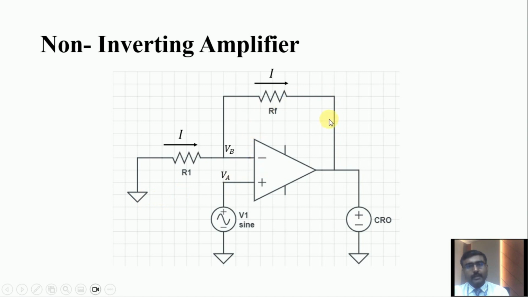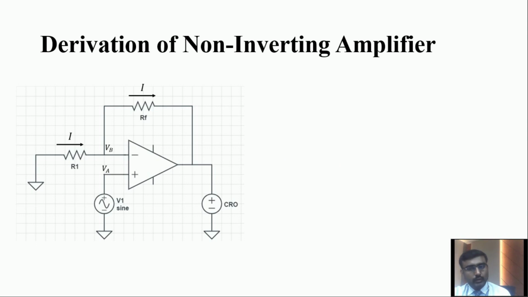This is the feedback resistor. With respect to this RF and R1, we decide the gain of the amplifier. We are going to discuss now how we design the circuit, how we set the circuit. Here there are two nodes, the virtual nodes, VA and VB, as I already said. VA is equal to V1, that is the input voltage. That's why VB is also equal to V1, because this is the virtual terminal.